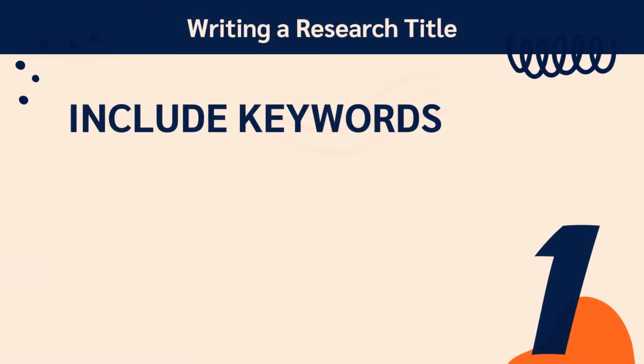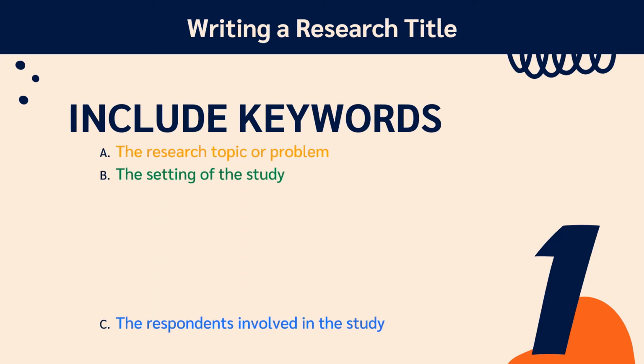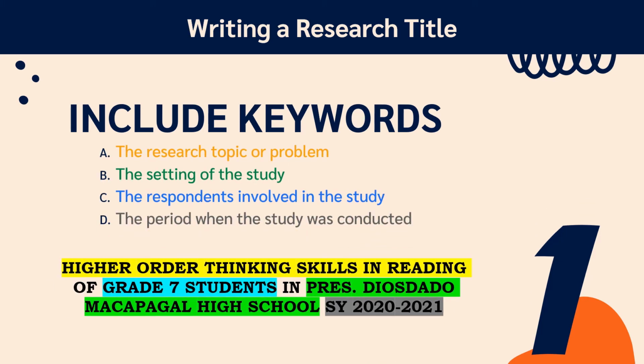Number 1. Include keywords. The title needs to contain keywords from the manuscript and should indicate what is expected to be found in the research paper. You have to include the terms people will use to search if they will search for the study on various databases. Some keywords could be the research topic or problem, the setting of the study, the respondents involved in the study, and the period when the study was conducted.